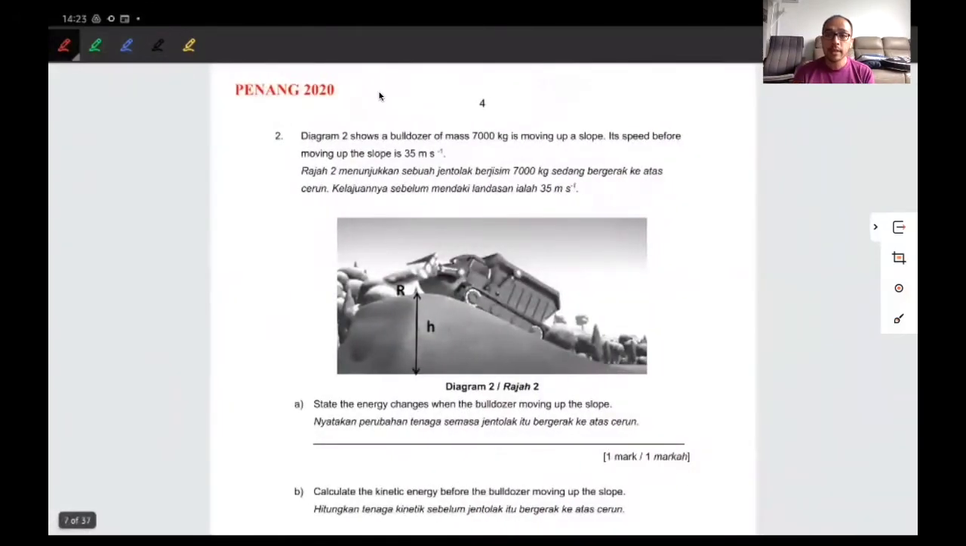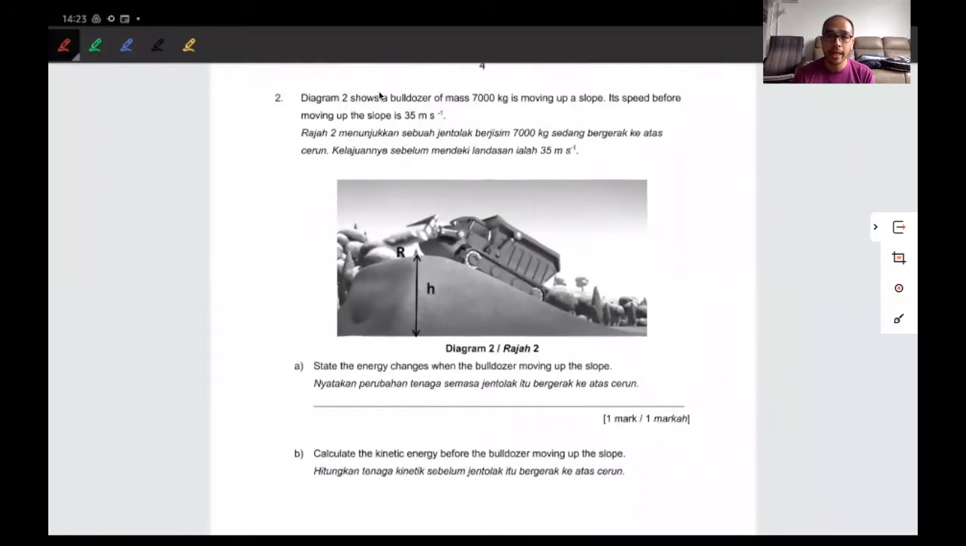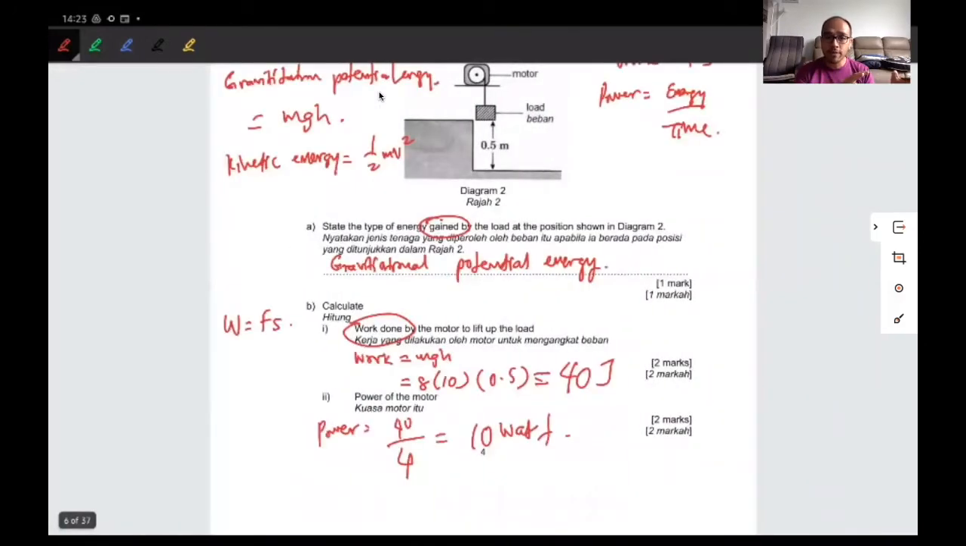All right. Now we see another question like this, also question two from Penang. This is also kind of similar, except that I want you to take a look at how question A is formed. In the previous question it is state the type of energy gain, means apa yang dia perolehi.